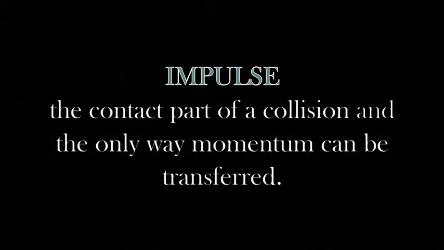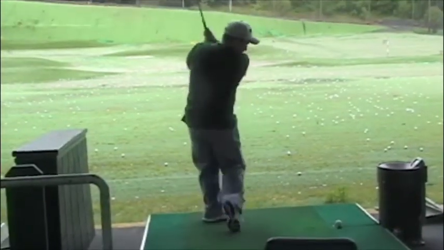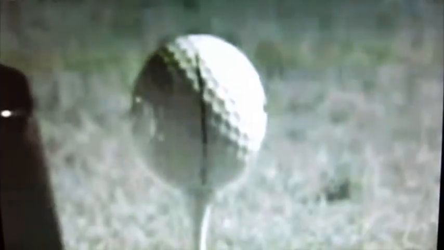So how does a pro like Tiger Woods get the ball to go so far? Well, one of the techniques used in golf is to always follow through on your swing. Although you may not realize it, this is directly related to physics. You follow through on your swing so you can increase your impulse time, which will give the ball more momentum. Impulse is the contact part of a collision and is the only way momentum can be transferred. By following through, you maximize the amount of time the club spends in contact with the ball.